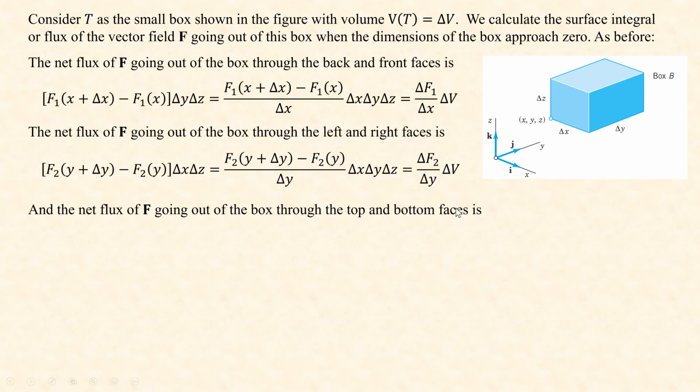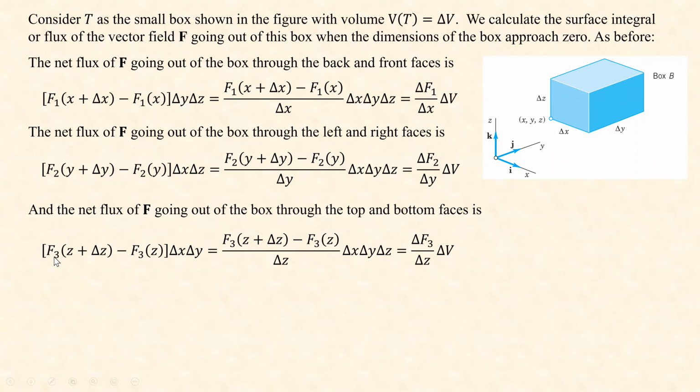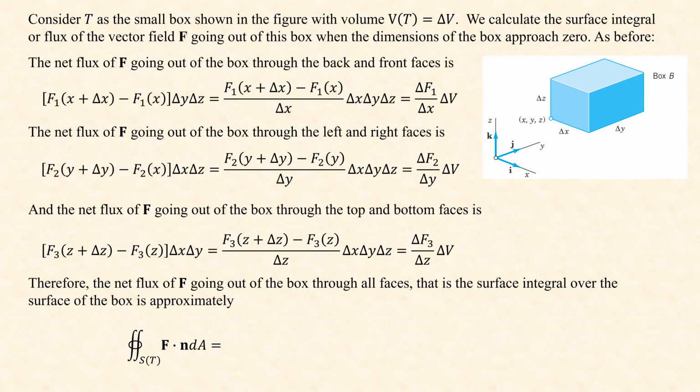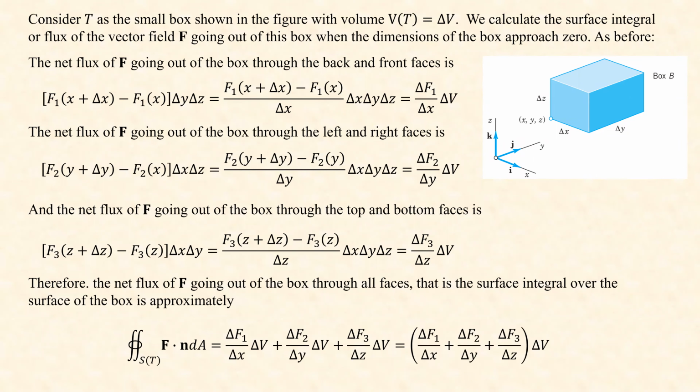And for the top and bottom faces, we have the same thing, but this time F3 comes into play because the third component, the Z component, is perpendicular to the two faces. And then we have the same thing like that. So if you add all of these, you get the total flux of the field F going out of the box. So the net flux of F going out of the box through all faces, that is the surface integral over the surface of the box, is approximately the sum of all these three. So the flux going out, which is actually the surface integral of F dot n dA, is the sum of all of these, and dV can be factored, and so we get that.